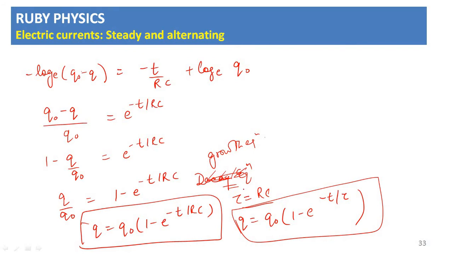And if I put here T equal to tau, then our equation will become Q is equal to Q naught times 1 minus e to the power minus 1.